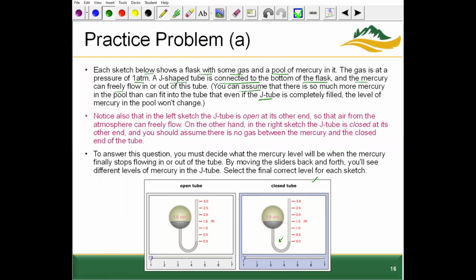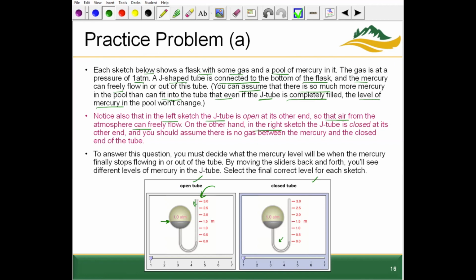We're told we can assume that there is so much more mercury in the pool than can fit into the tube that even if the J-tube is completely filled, the level of mercury in the pool will not change. So this level here will not change. Let's keep reading through the description now. Notice that in the left sketch, the J-tube is an open tube so that air from the atmosphere can freely flow in. So pressure from the atmosphere can be exerted in this direction for an open J-tube.